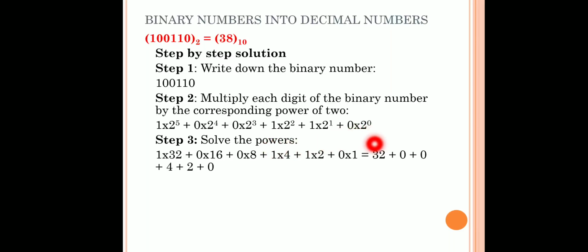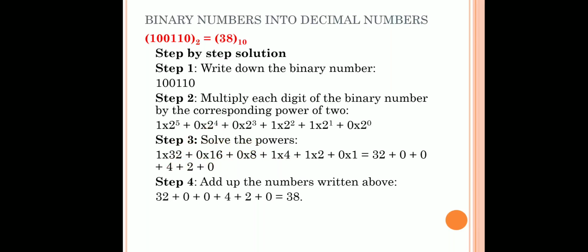2 to the power 0 is 1, 2 to the power 1 is 2, 2 to the power 2 is 4, this is 8, this is 16, this is 32. Then evaluate it and then add it. Then this 38 is the answer.